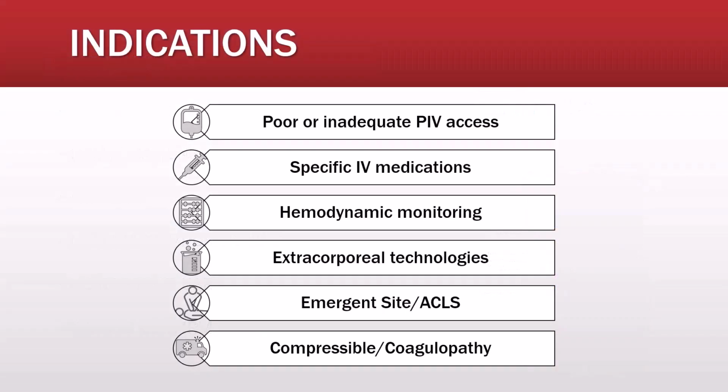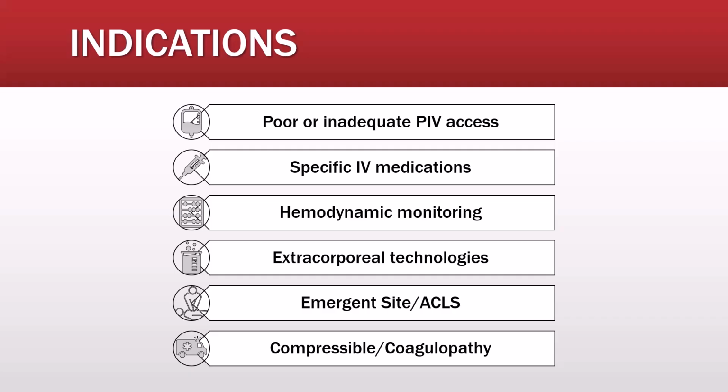Indications for femoral line insertion include poor or inadequate peripheral IV access, specific IV medications including extended or high-dose vasoactive therapy, TPN, chemotherapy, or even high-concentration hypertonic saline. Other indications include hemodynamic monitoring, including PA catheter insertion, extracorporeal technologies including ECMO, renal replacement, or MARS therapy.